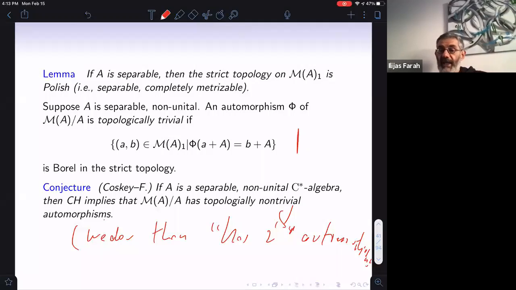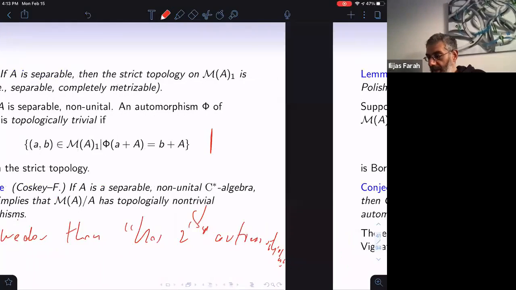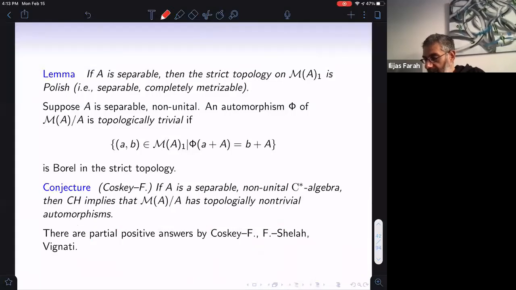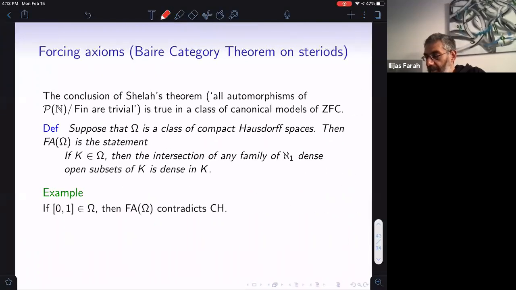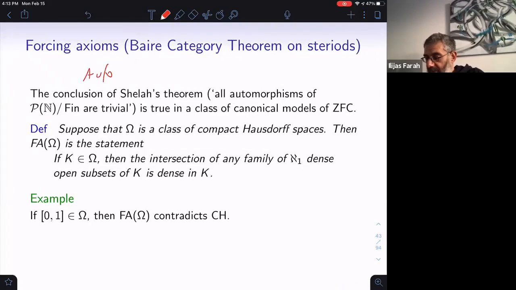So basically what I was saying before, all of those special cases were instances in which this conjecture has been confirmed. And it is still open in general. So there are still a few cases in which we don't know whether it is true. Right, so as I said, there are several partial positive answers here. But what I want to say now is really about going from automorphism to topologically trivial.